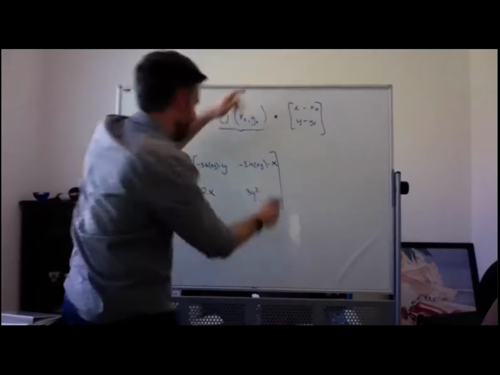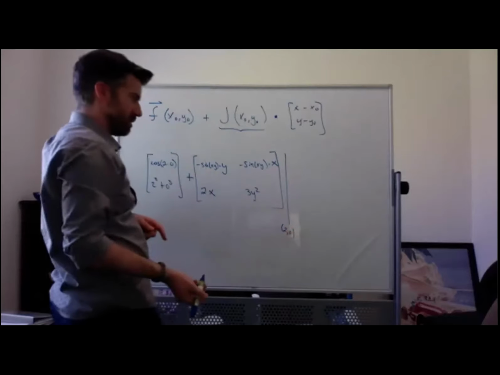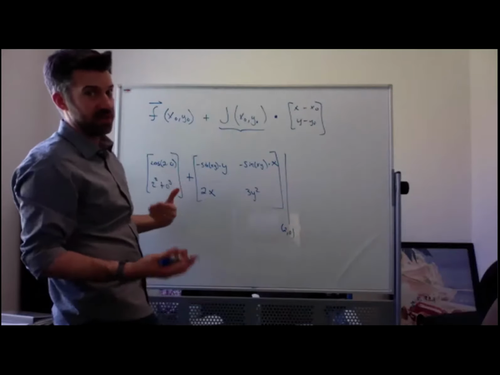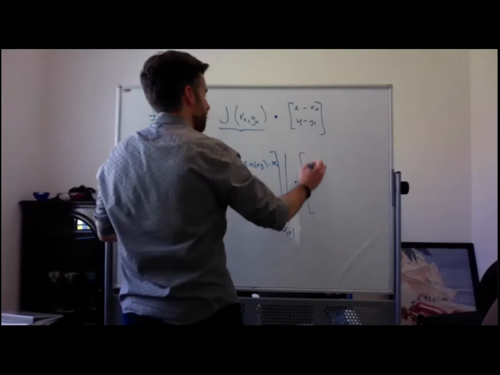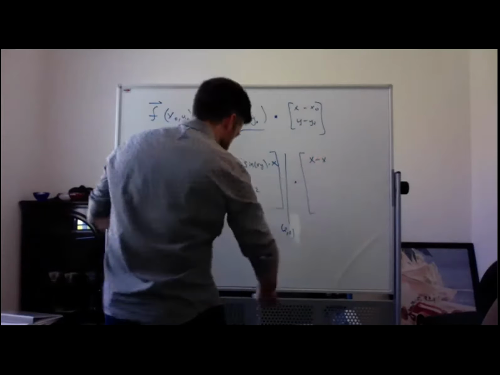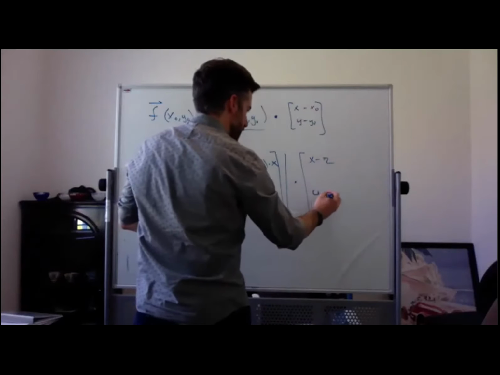And now I'm still evaluating this matrix at the place we're evaluating at, which is at 2, 0. So I'm going to plug in 2 for each instance of x and 0 for each instance of y. And then we're going to multiply that matrix by x minus x naught, which is 2, and y minus y naught, which is 0.